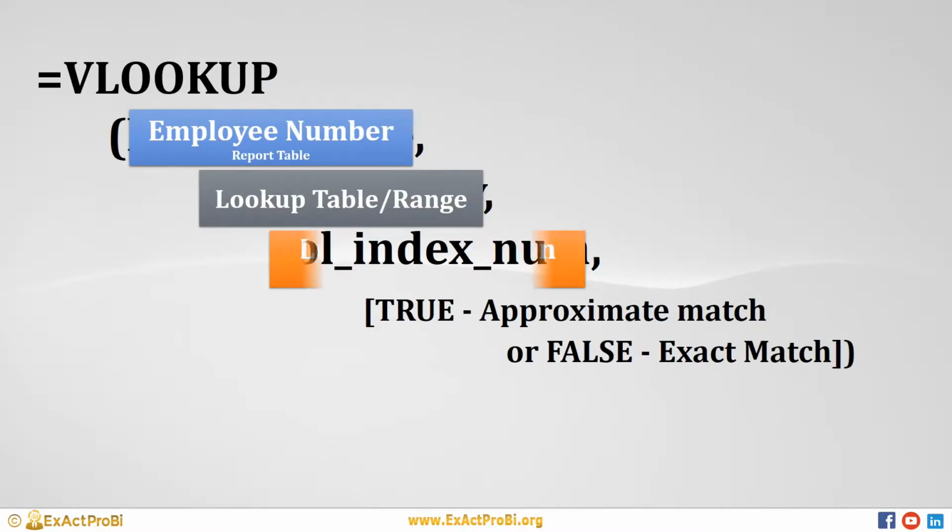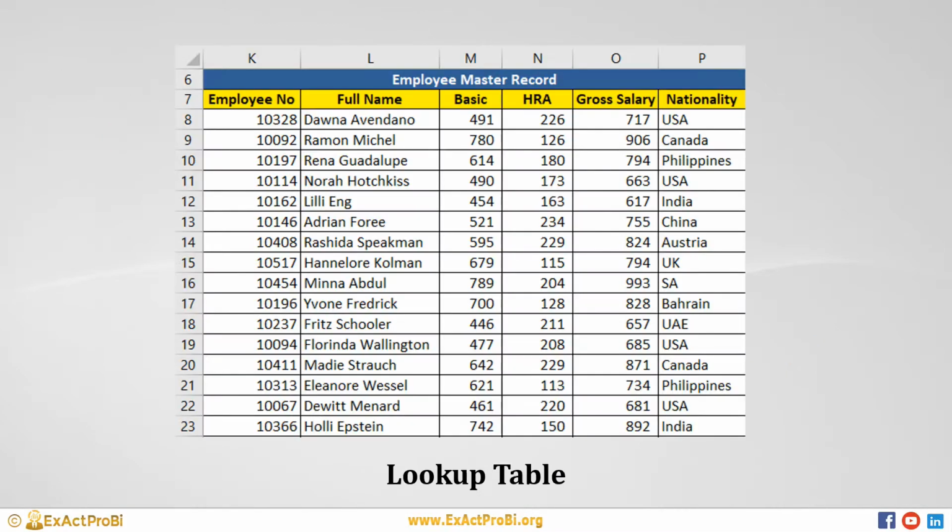The next argument is column index. This is the location of the column in the lookup table. So in the lookup table, what is the location of the gross salary? It starts from the employee number, which is the very first column. So column K, L, M, N, O. So O is our location of the column, which is the fifth column: employee number 1, full name 2, basic 3, HRA 4, and gross salary fifth column. So number 5 would be our location of the column, which is also called column index.